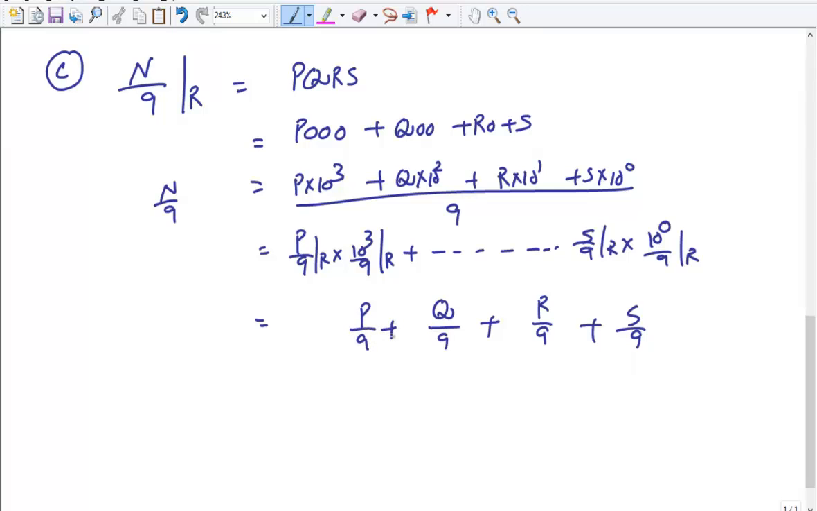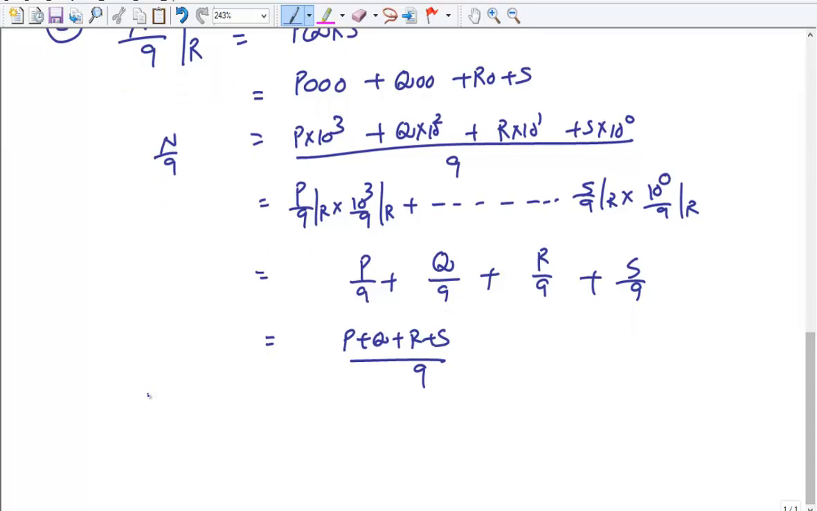So we need every digit, unlike n by 2 or n by 4, where we needed only a limited number of digits. However, here for n by 9 we need every digit. So every digit is multiplied by 1. So it's like the sum of the digits P plus Q plus R plus S by 9. Now here, this number n is 1, 2, 3 and it ends with 1, 2, 3. We have got 300 digits.